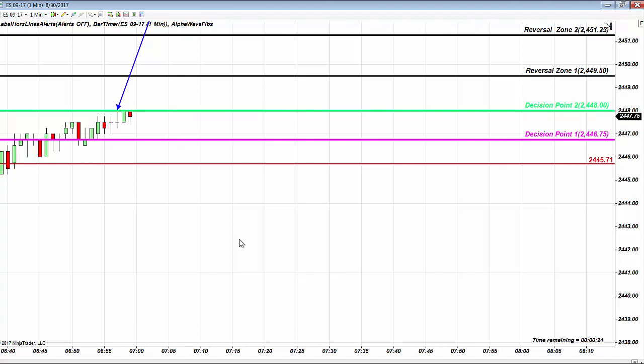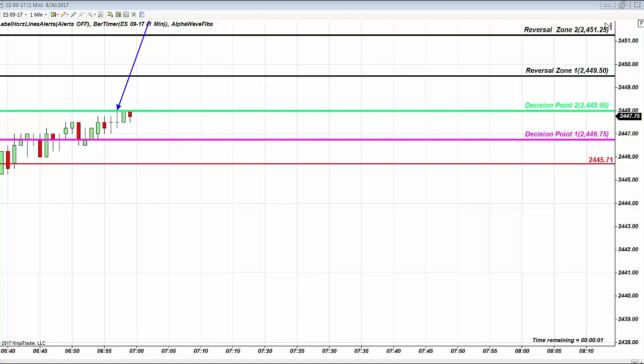Is anyone surprised that price is struggling at 2448? Should not be. In the course you learn, it's your key Fibonacci target. All you have to do is identify: are you a day trader? Are you an options trader? Are you a position trader? Choice is yours.